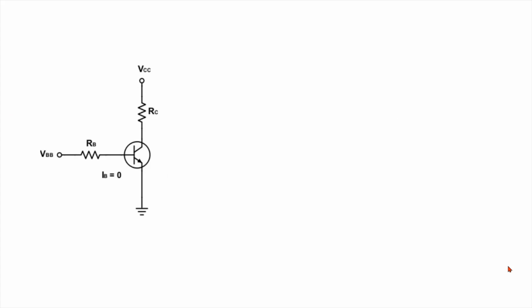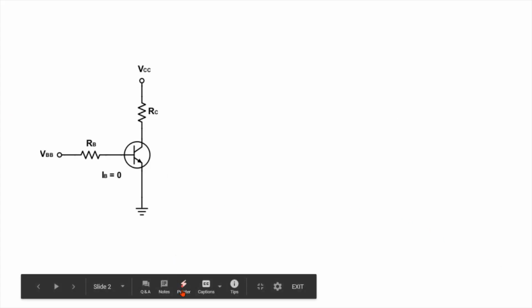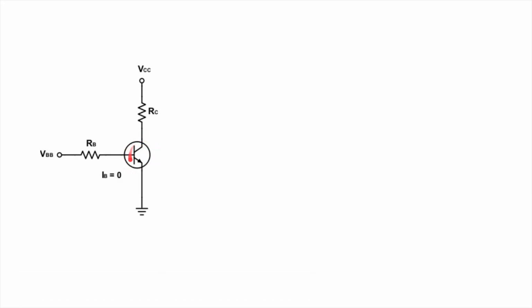Now for a more precise understanding, consider this common emitter circuit, in which the transistor is an NPN transistor. If we want to cut off this transistor, this VBB must be equal to or lesser than the emitter voltage. If VBB is equal to or lesser than the emitter voltage, the base emitter junction will be reverse biased and no current will flow from the emitter towards the collector.